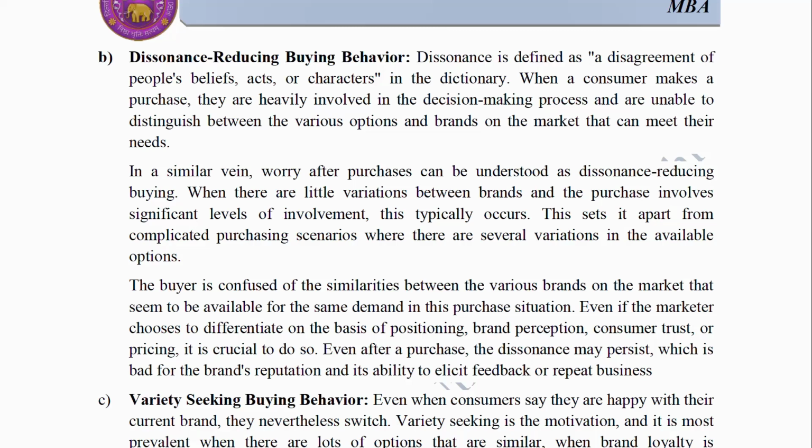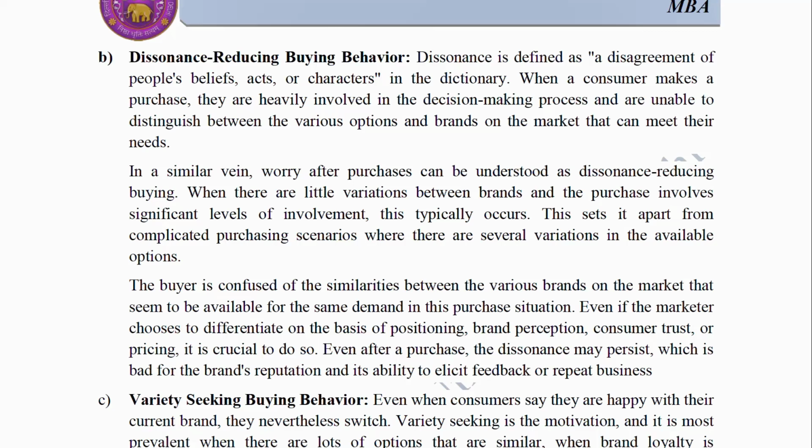When there are little variations between brands and the purchase involves significant levels of involvement, this typically occurs. This sets it apart from complicated purchasing scenarios where there are several variations in the available options. The buyer is confused by the similarities between the various brands on the market that seem to be available for the same demand in this purchase situation.